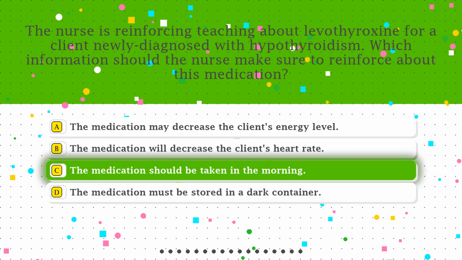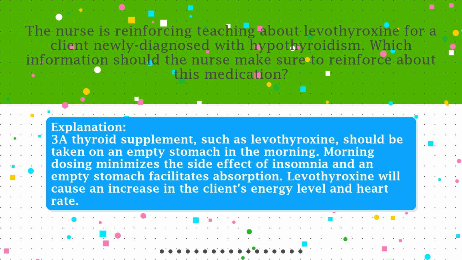The correct answer is option C. The medication should be taken in the morning. A thyroid supplement, such as levothyroxine, should be taken on an empty stomach in the morning. Morning dosing minimizes the side effect of insomnia, and an empty stomach facilitates absorption. Levothyroxine will cause an increase in the client's energy level and heart rate.